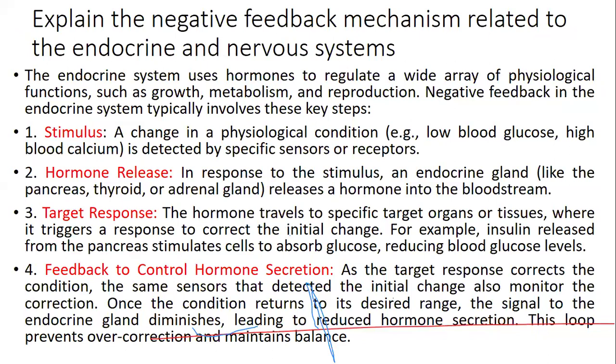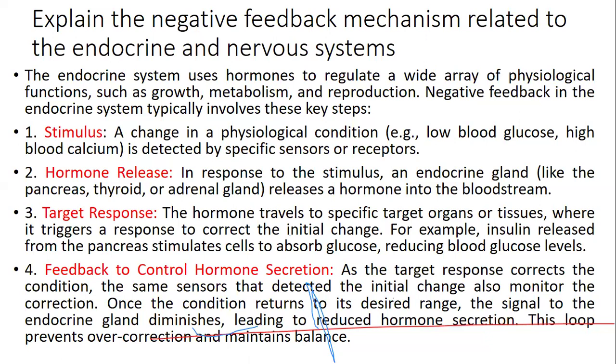So explain the negative feedback mechanism, how it's related to the endocrine and nervous systems. So this is also one of the objectives that was required of us in the general principles of homeostasis. Remember, I showed you those two loops at some point. Now, the first loop I'm showing you here is the one for the endocrine. So we have a stimulus, which could be a change in physiological condition, like say low blood glucose or high calcium levels in the body.